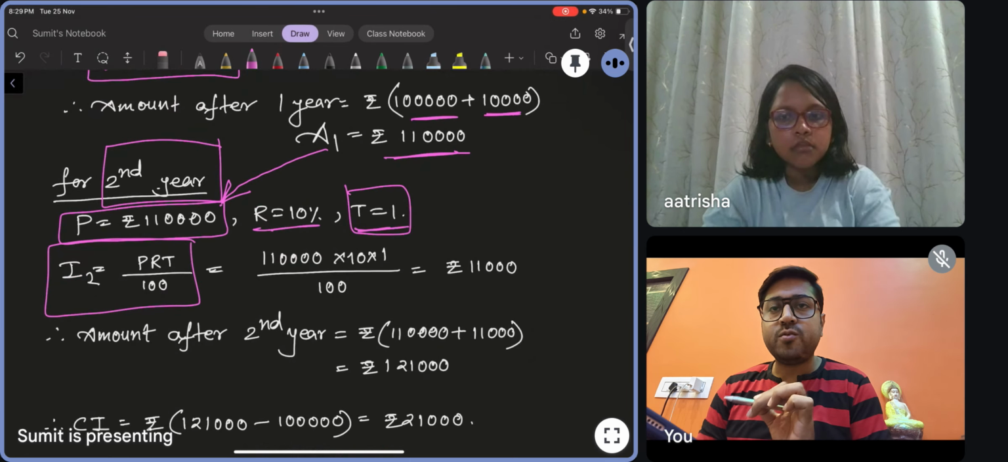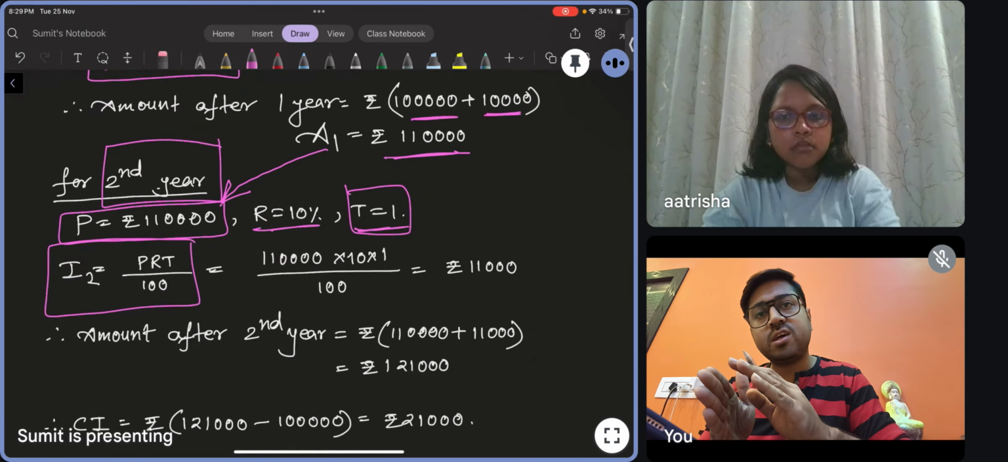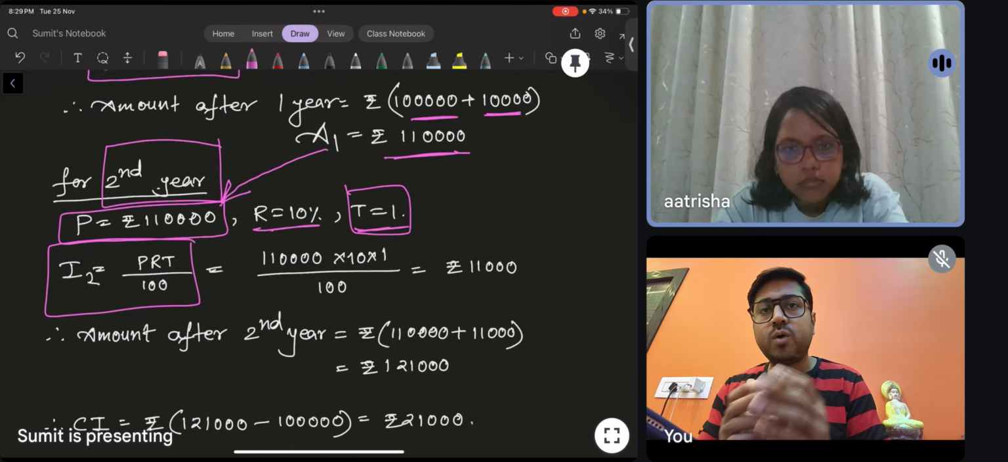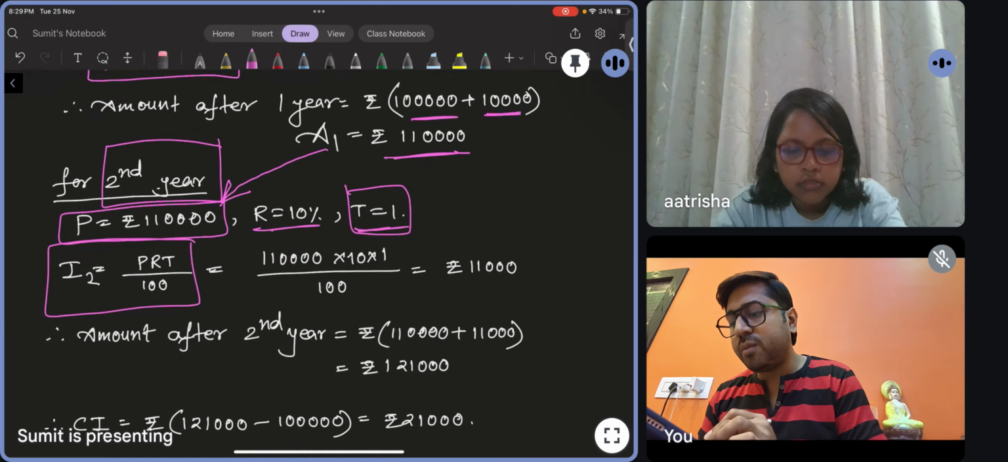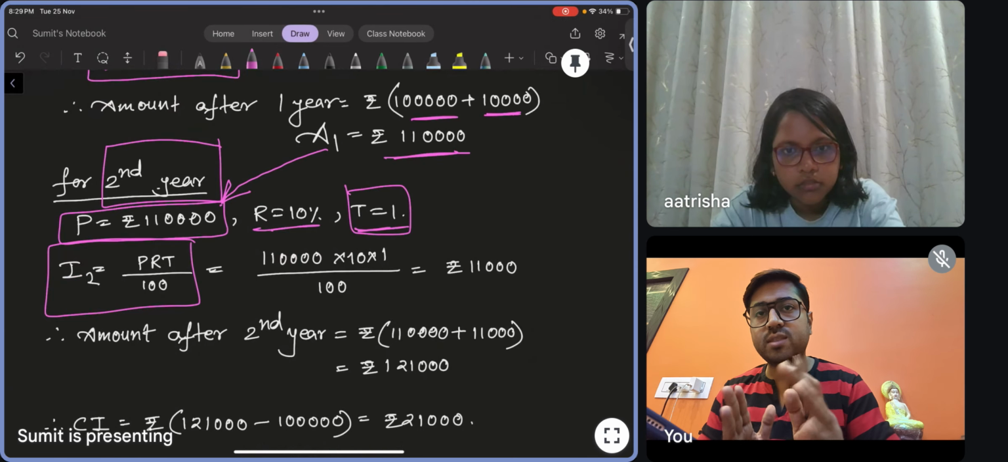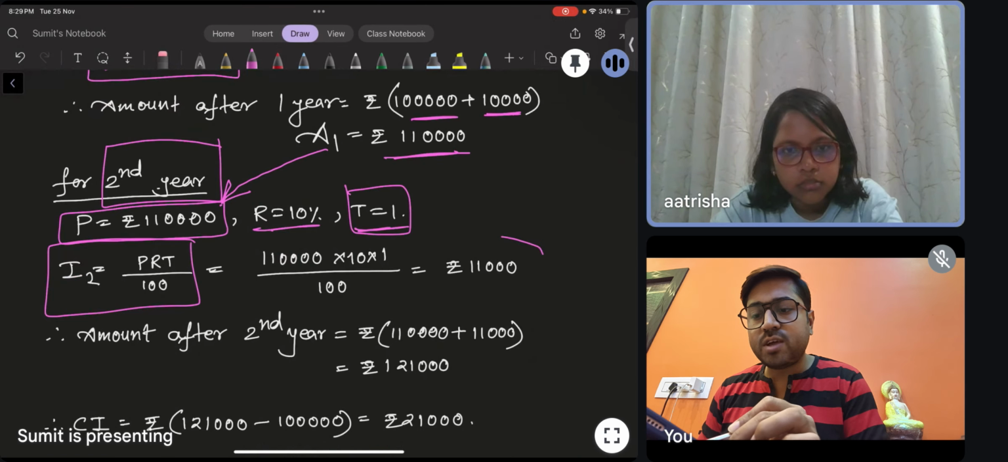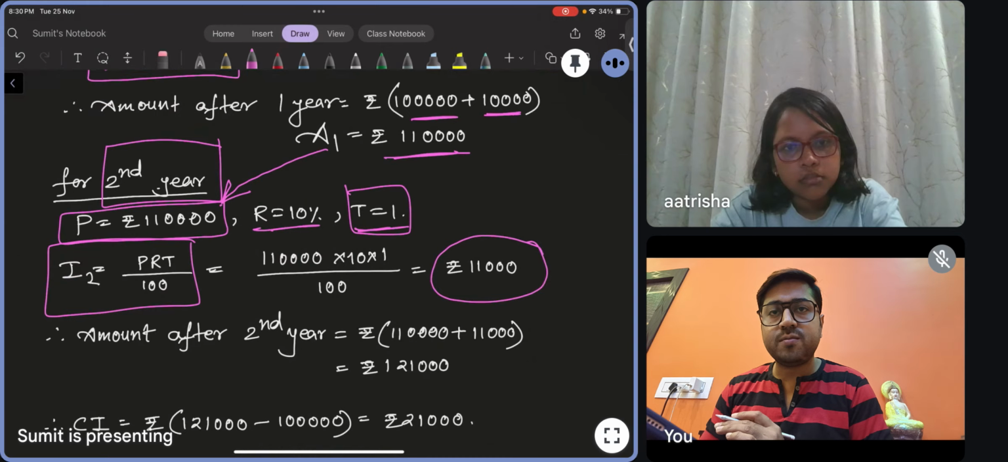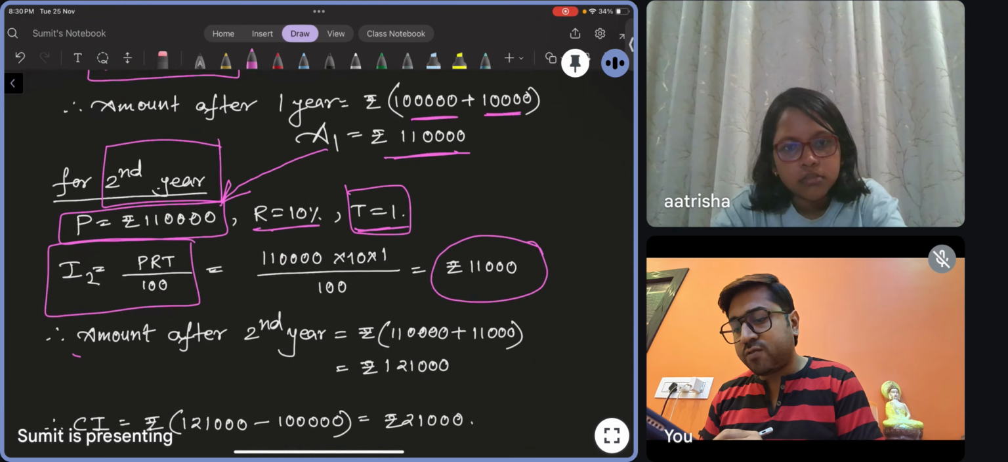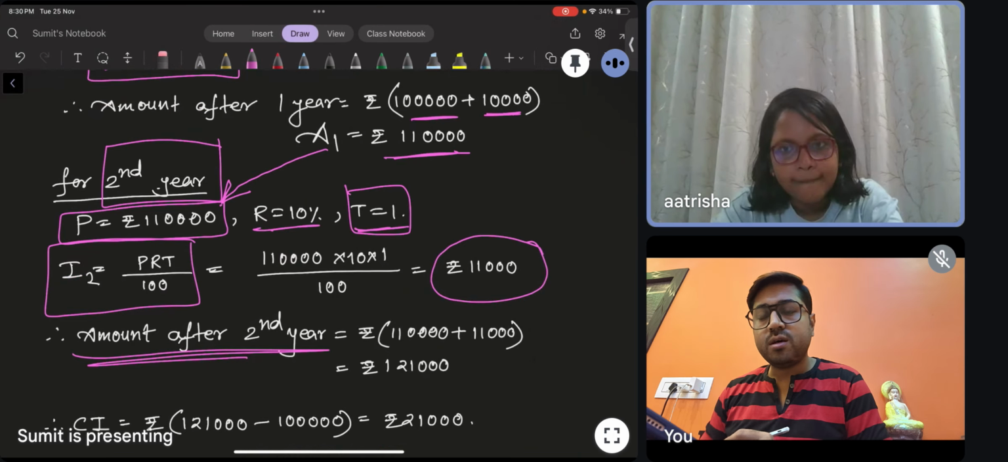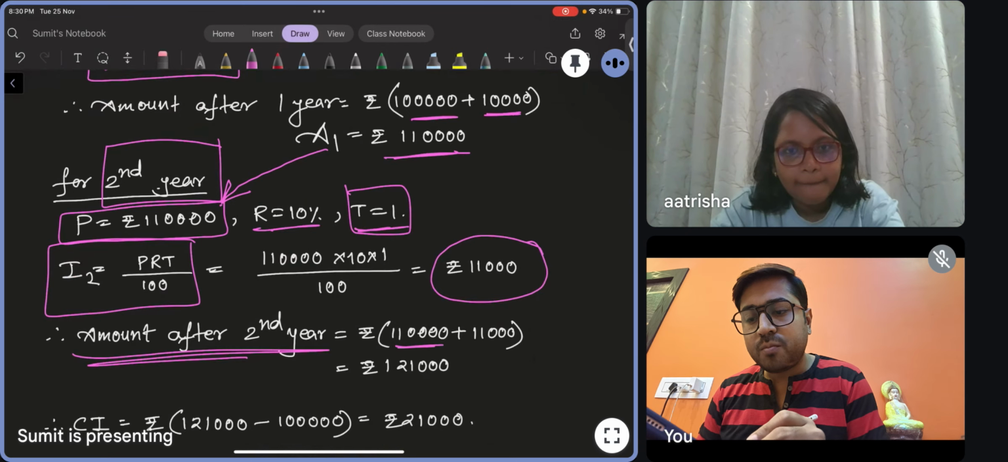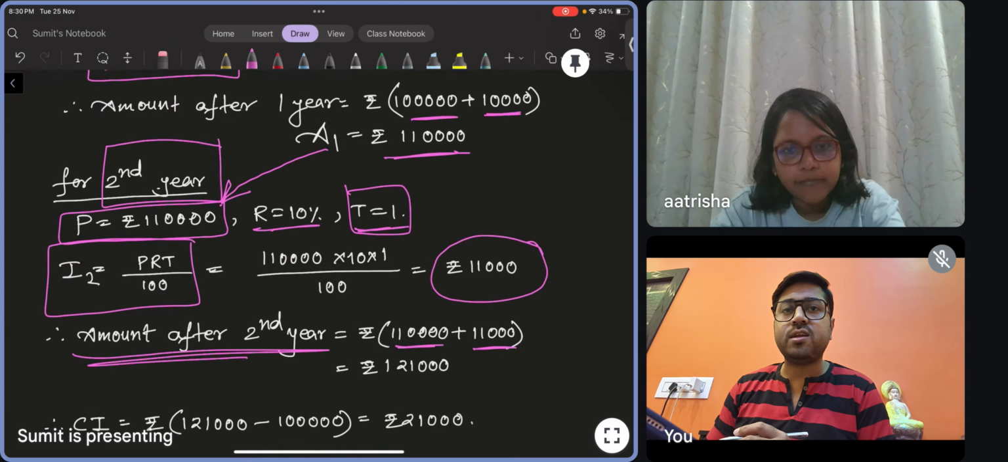Now I will find the I2. Why have I written I2? Because it is the interest for the second year. What formula will you apply? The formula will be PRT by 100 only. That is the simple thing. How much have I got? 11,000. So the amount after the second year will be the last principal plus the last interest that you have got.